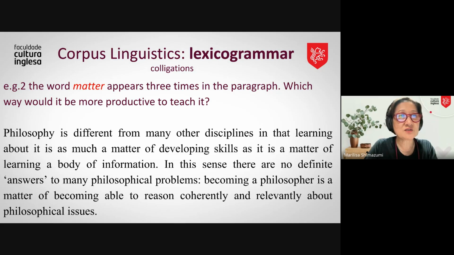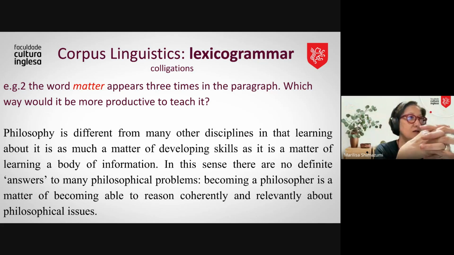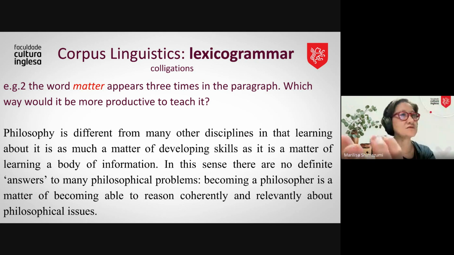If we have to teach the word matter, it's much more productive if you teach your students the whole chunk instead of matter in itself, okay? And what it means, it's a question of, it's a matter of, okay? So this is what colligation means. It's the sequence of words that are bound together grammatically.